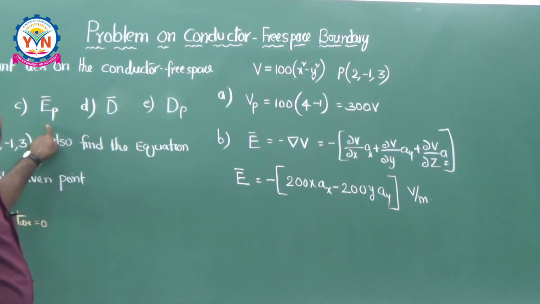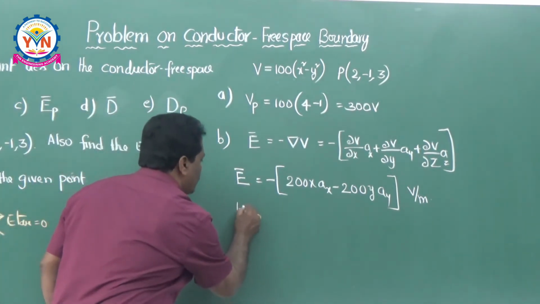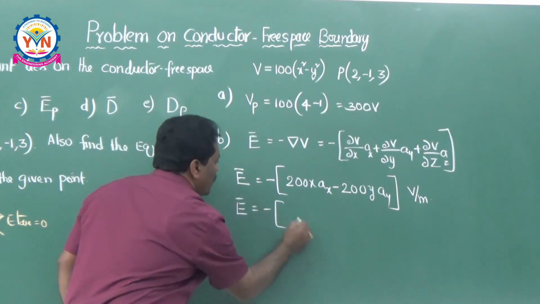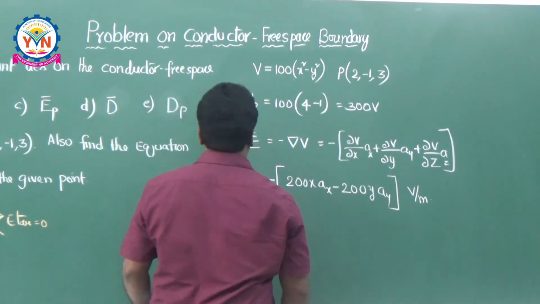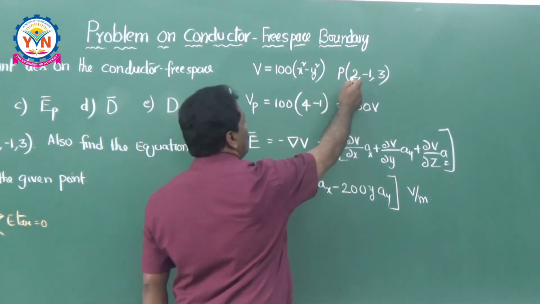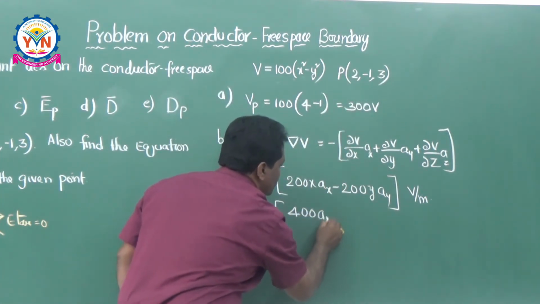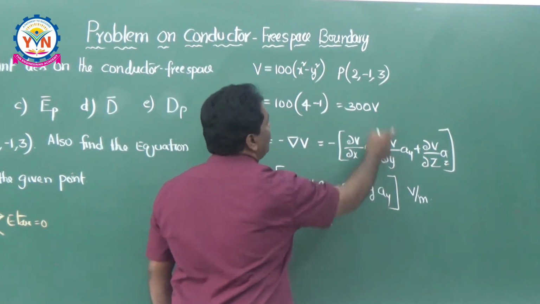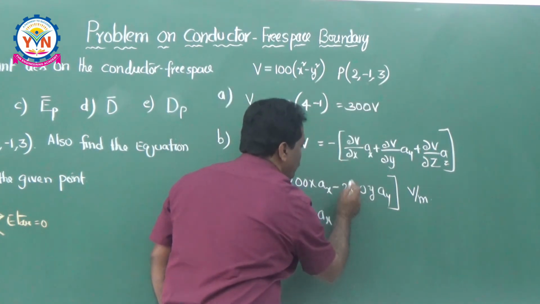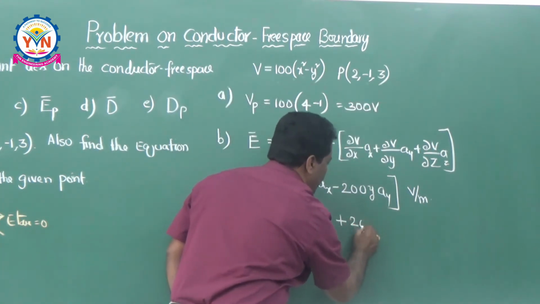What is the third one? Ep, the electric field intensity at the given point. Just substitute the point, and you are going to get E bar is equal to minus of 200 into x. What is x here? x is 2. That means minus 400 Ax, and for the y term, 200 y, where y is minus 1, so it is minus of minus, plus 200 Ay.